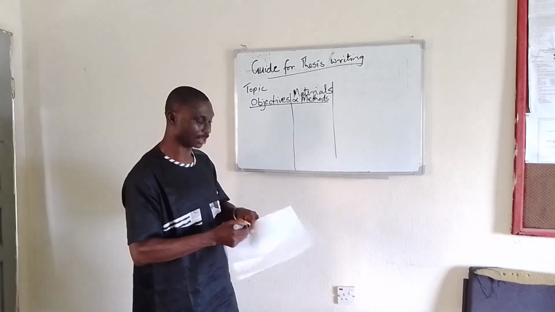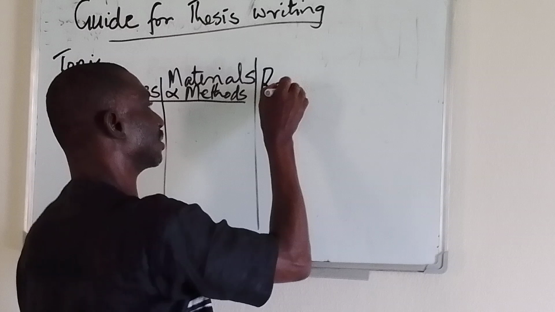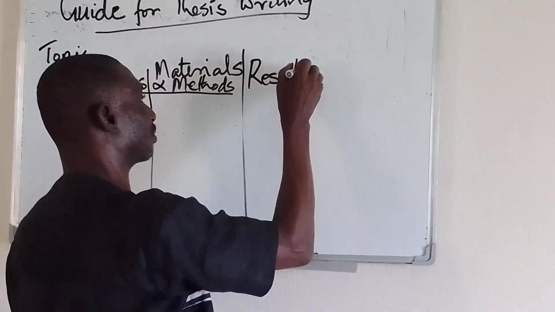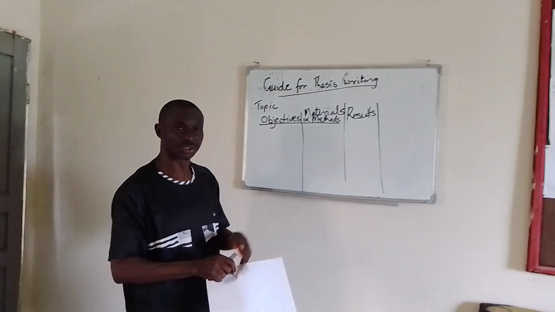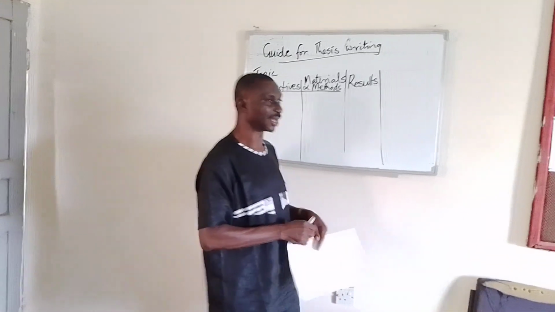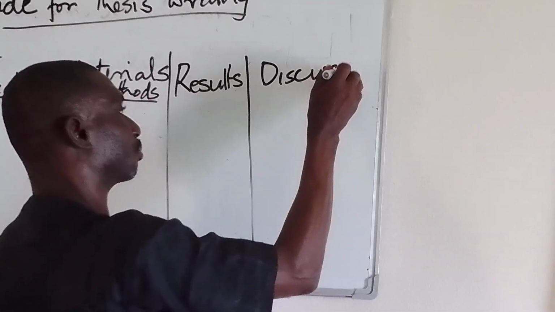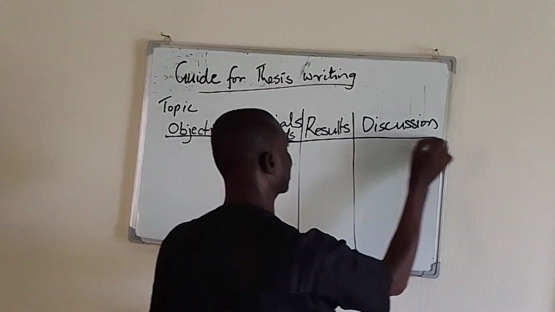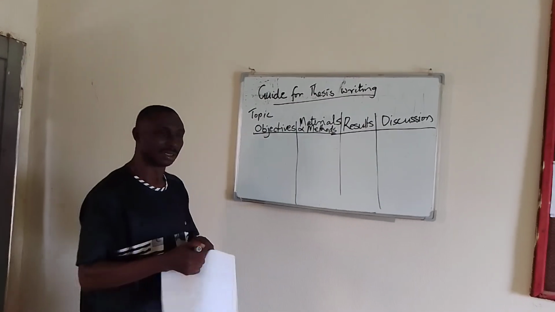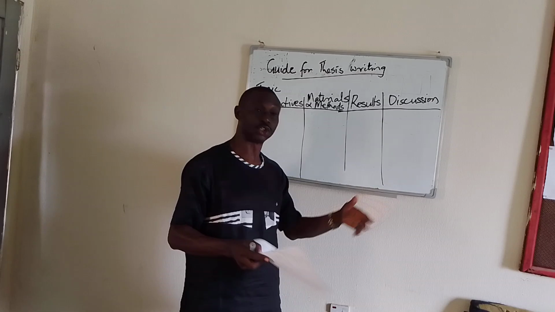Then, after doing that, the next thing is your results. Result is the next column. Then, after that, you have discussions. So, if you follow this format, if you have this at the back of your mind, it will help you.